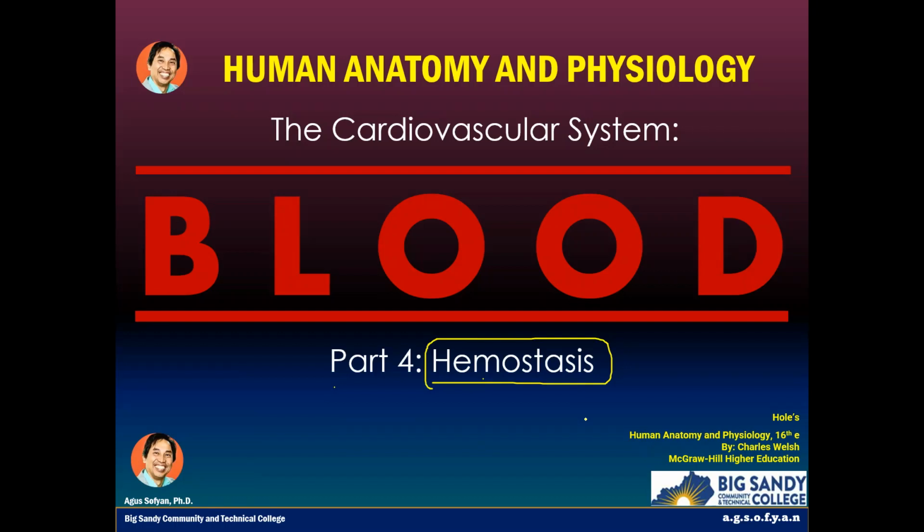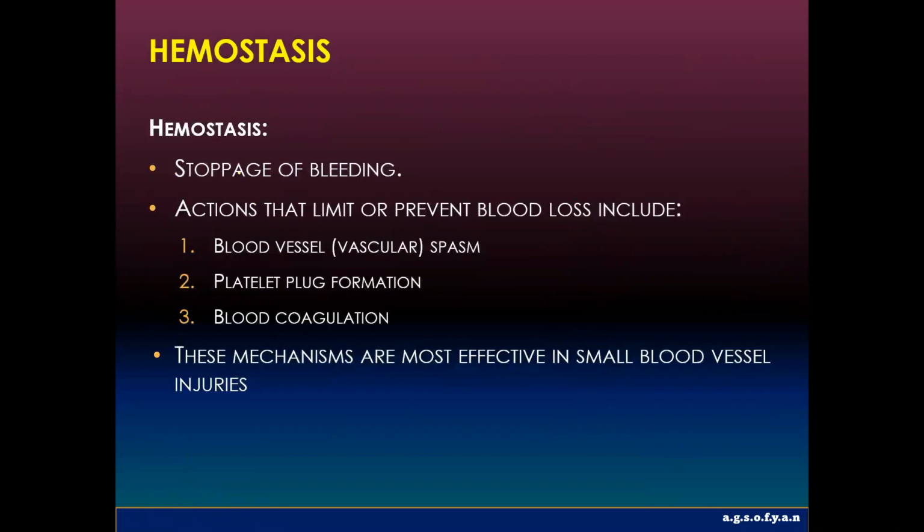So this is the process how our body controls our bleeding. So how our system agglutinates or clots the blood when we are bleeding. Okay, so again, hemostasis means stoppage of bleeding. And there are 3 main stages for this process to prevent blood loss.